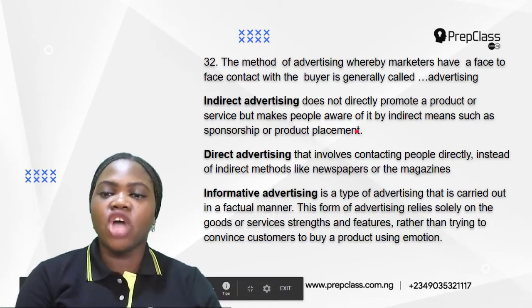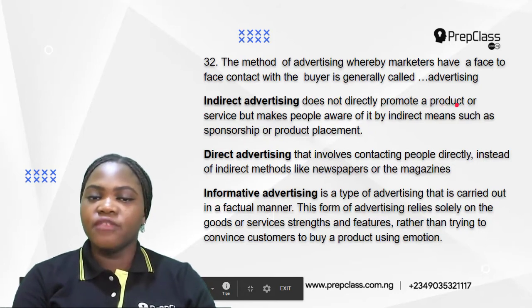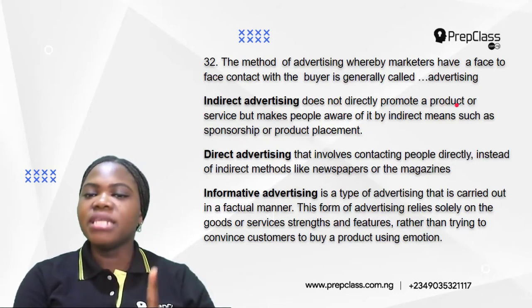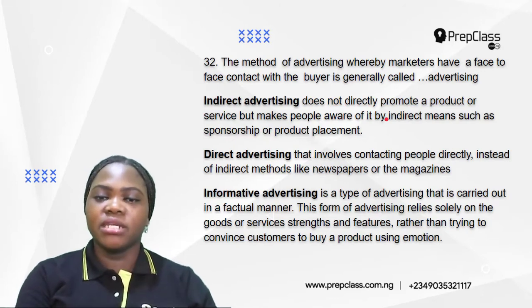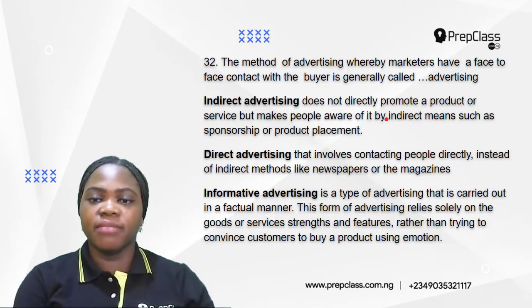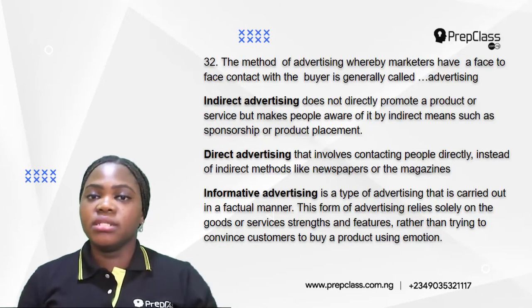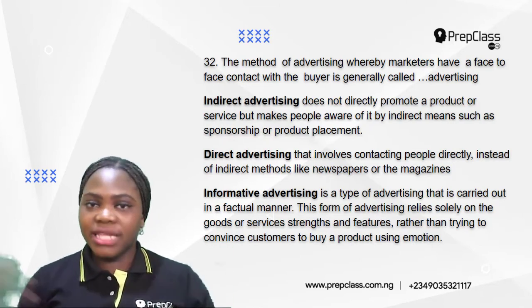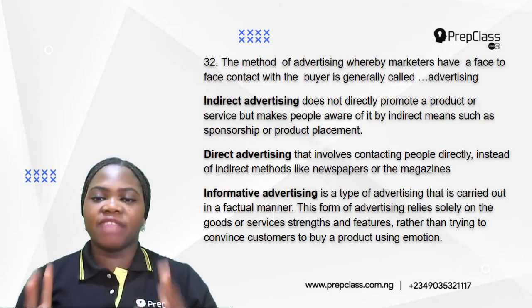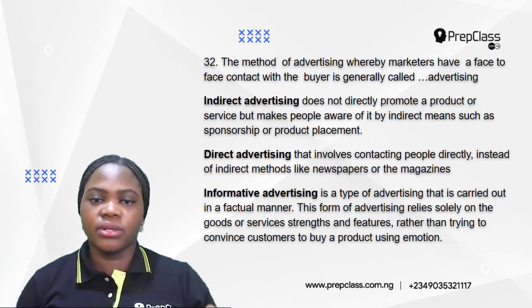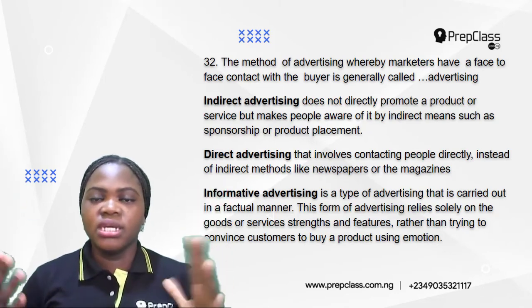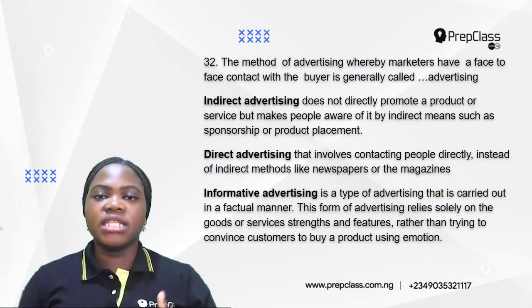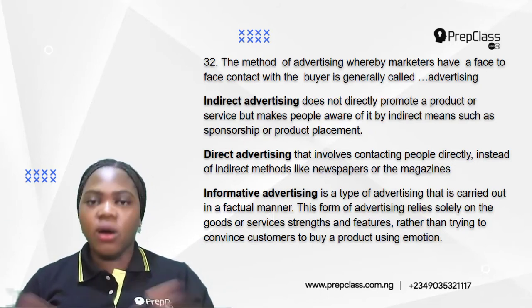Indirect advertising does not directly promote a product. From the word indirect, it means that it does not directly promote a product or service, but makes people aware of the product by indirect means, such as sponsorship or product placement on maybe newspapers, on television, radio, and other channels. So they don't contact people directly to advertise their product. No, they put their product placement on TV, on radio, and other means.